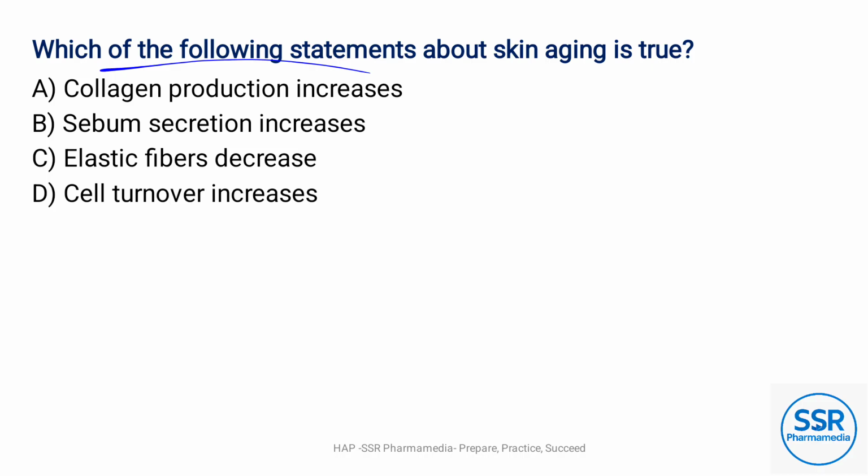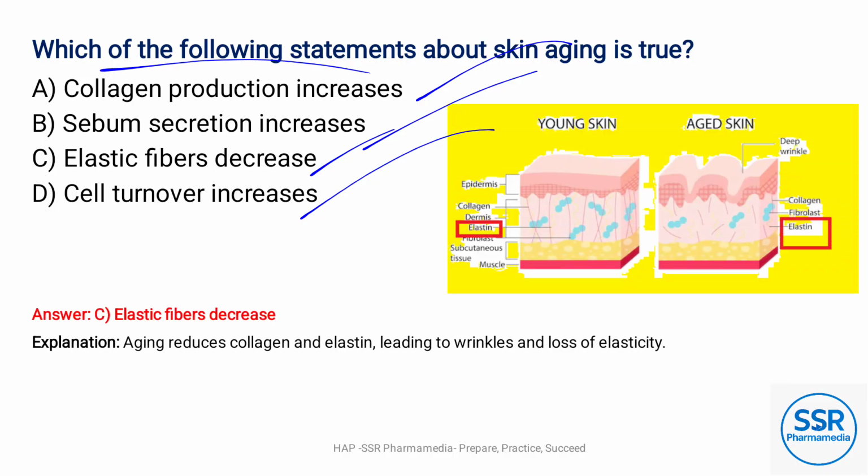Which of the following statements about skin aging is true? Option A, collagen production increases. Option B, sebum secretion increases. Option C, elastic fibers decrease. Option D, cell turnover increases. So the answer is option C, elastic fibers decrease. Aging reduces collagen and elastin, leading to wrinkles and loss of elasticity.